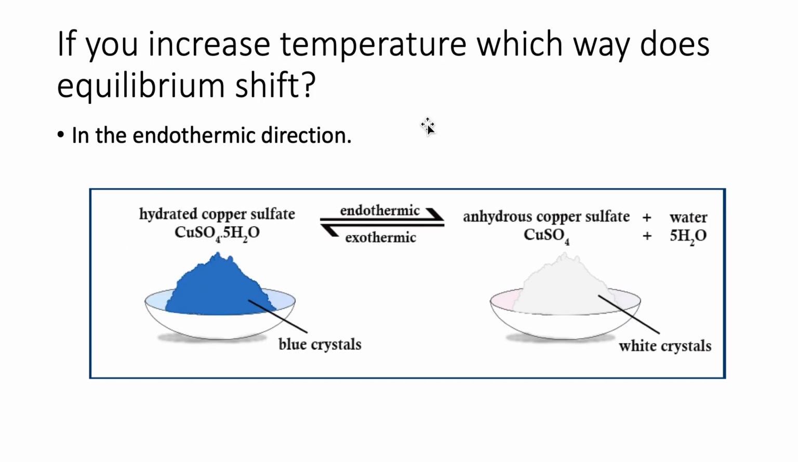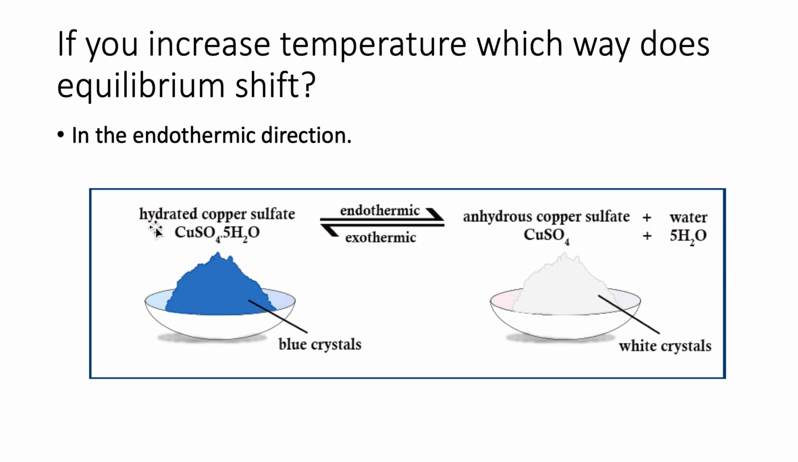Increasing temperature, again the system's going to want to bring the temperature down, so it shifts in the endothermic direction to absorb some of that extra heat and cool the temperature of the system down. So the example of this that you are expected to know for your specification is this reaction, reversible reaction between hydrated and anhydrous copper sulfate. So hydrated copper sulfate is what you'll be used to seeing. It's blue. We've got some solid blue crystals here.